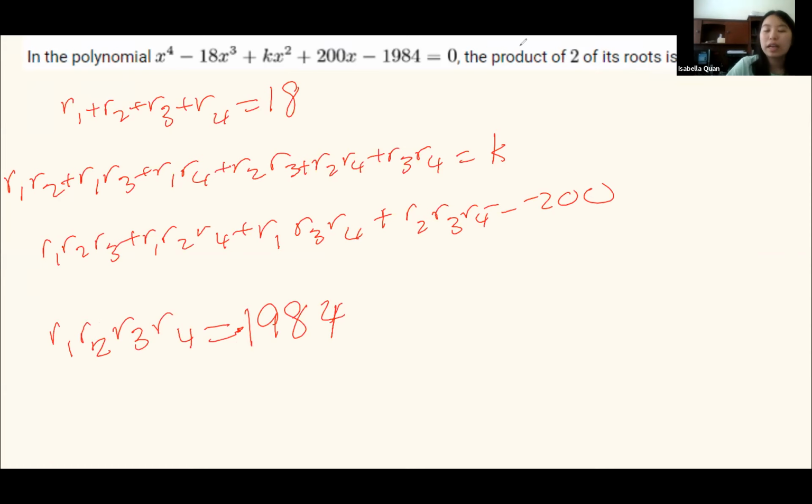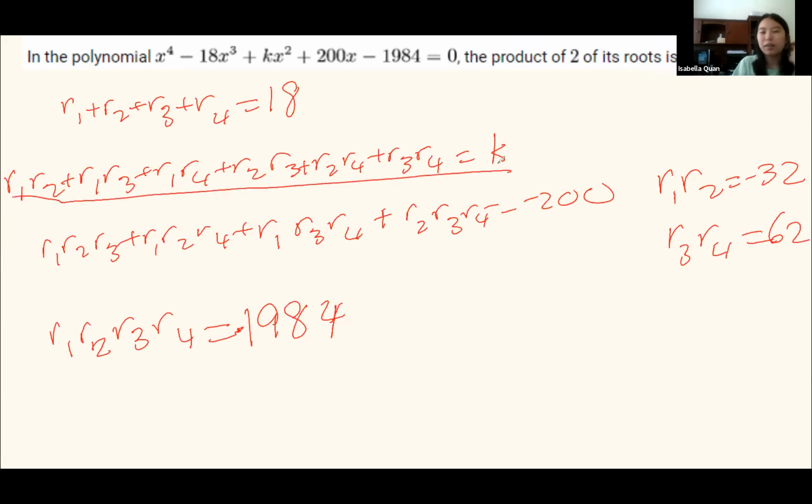So, and then let's take our last bit of known information. Let's say that R1, R2 is going to be negative 32. Then R3, what's R3, R4? Perfecto. And then if you look, there's a lot of terms with R1, R2, R3, R4. We'll ignore the K one for now because that doesn't really get us anywhere, but let's have a look at it now, just because.